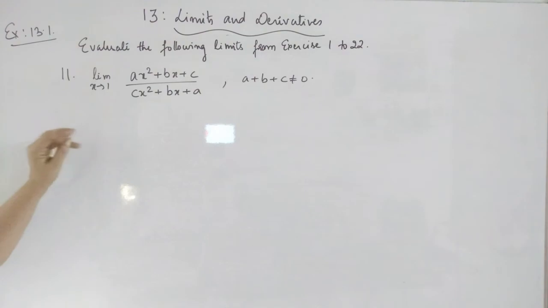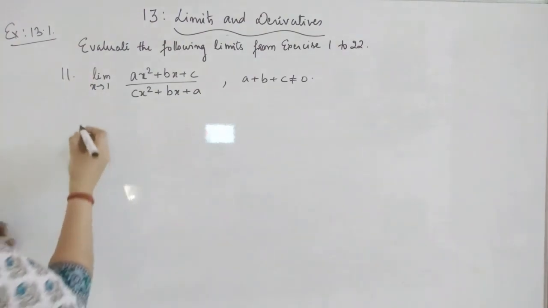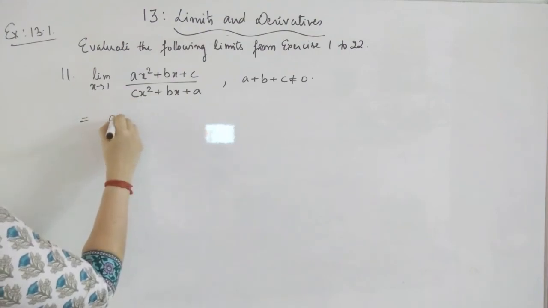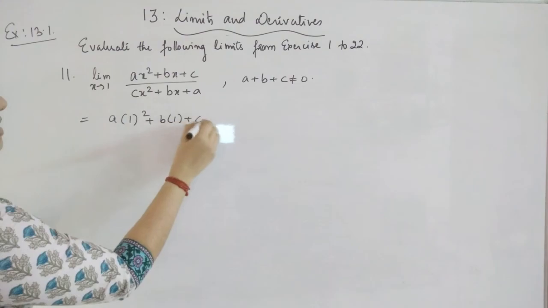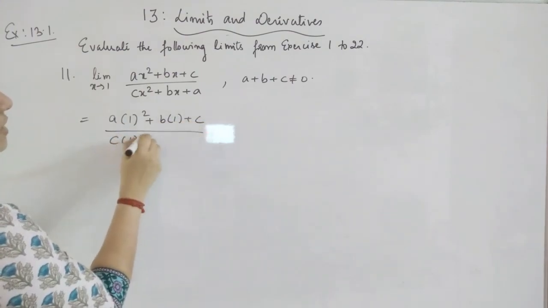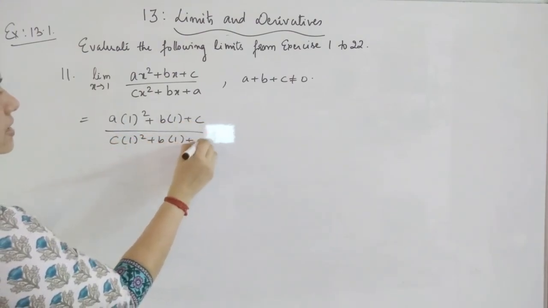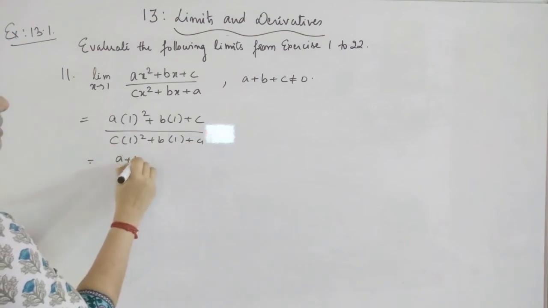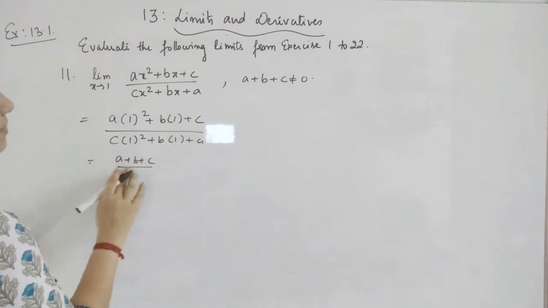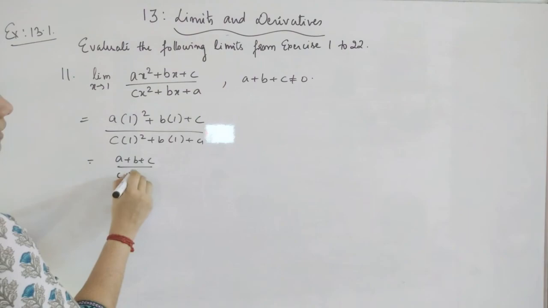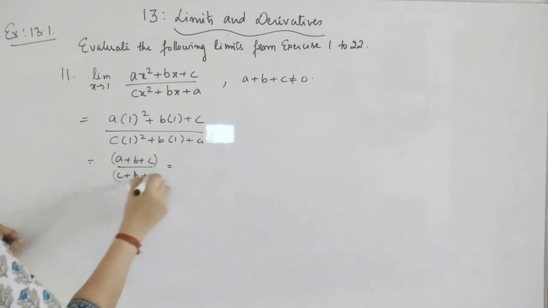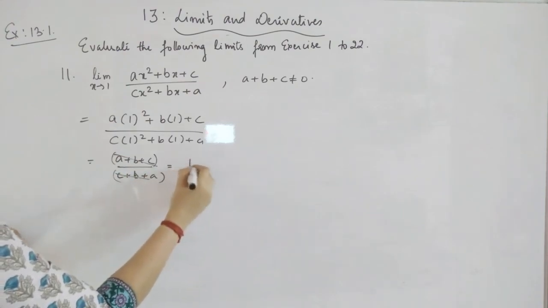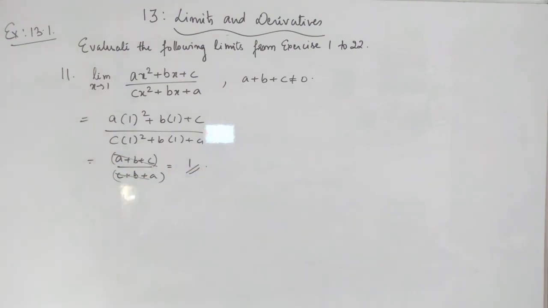Now again, for that problem we can just directly apply, that means it can be used as a direct method where we replace x with 1: a into 1 square plus b into 1 plus c, divided by c into 1 square plus b into 1 plus a. So you are getting a plus b plus c by c plus b plus a, which is same as a plus b plus c by a plus b plus c. That means you are getting it to be 1.